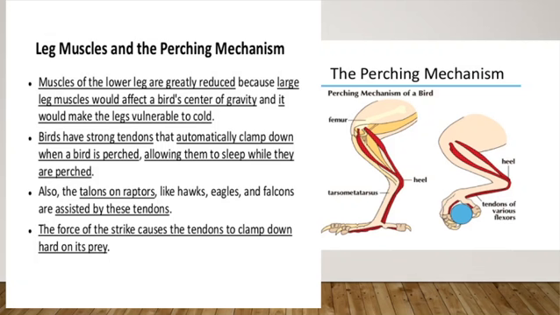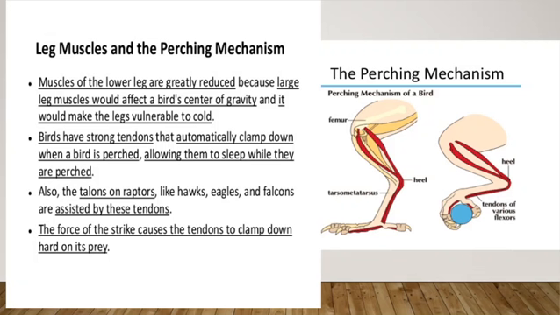Leg muscles and the perching mechanism. Muscles of the lower leg are greatly reduced because large leg muscles would affect the bird's center of gravity. So imagine if birds had large leg muscles, this would also pull them down and make them heavy. So it is some sort of adaptive mechanism for the birds that also provides them a lighter weight. That is the reason that they have less muscle in their legs.